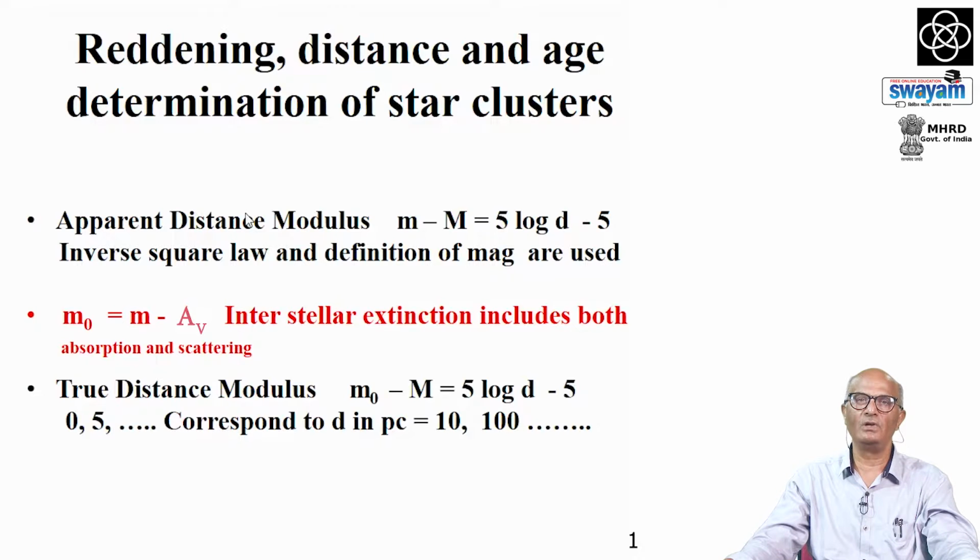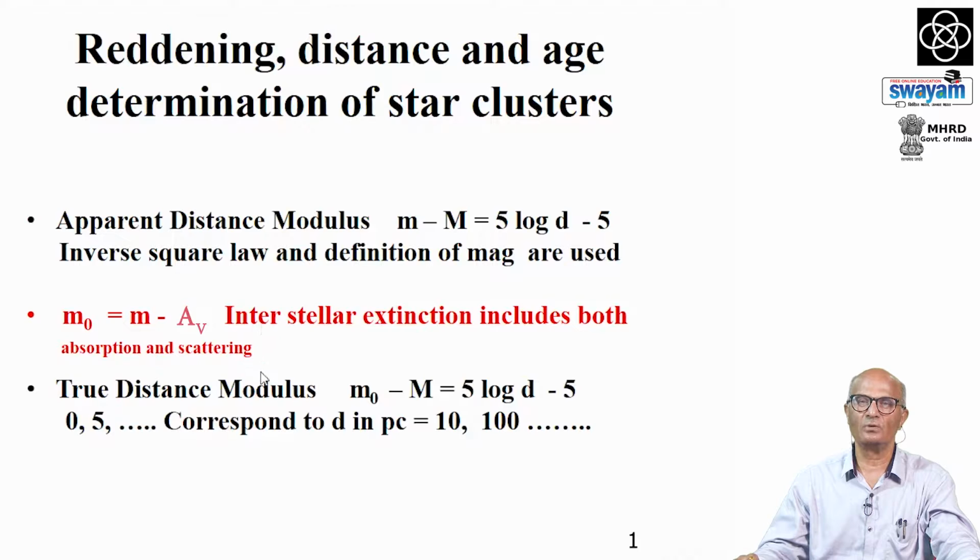Quite often we use what is called apparent distance modulus. It is defined by this equation, and this derivation is based on the inverse square law and the definition of magnitude. So, from this equation it is very clear that we have to correct the apparent distance modulus for interstellar extinction. It means intrinsic magnitude is equal to apparent magnitude minus interstellar extinction, and this interstellar extinction includes absorption and scattering.